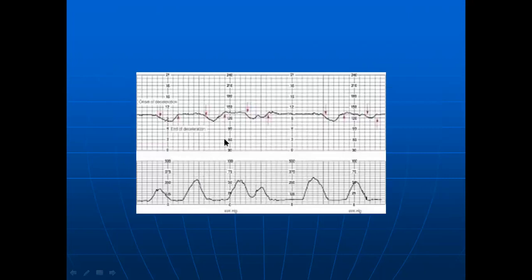Last one, there is the hyperstimulatory one, which shows more than 5 contractions in 10 minutes.